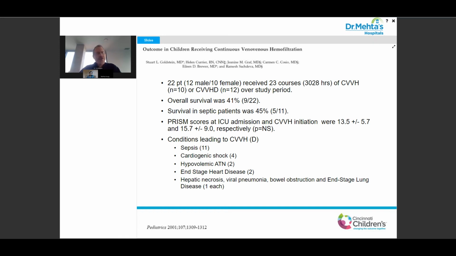And as I mentioned, nephrotoxic medications are one of the modifiable risk factors for acute kidney injury. So is when we start renal replacement therapy based on fluid overload. This initial study out of Texas Children's looked very small, looked at 22 kids who received 23 courses of CRT over the study period. Survival was about 40 to 45%.